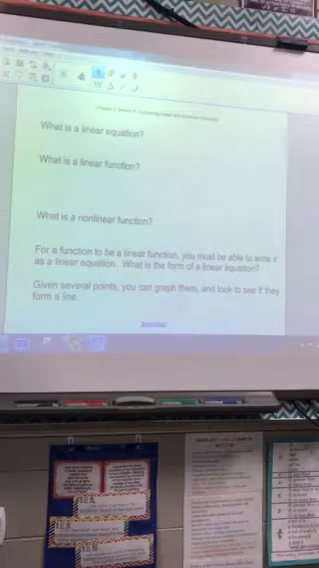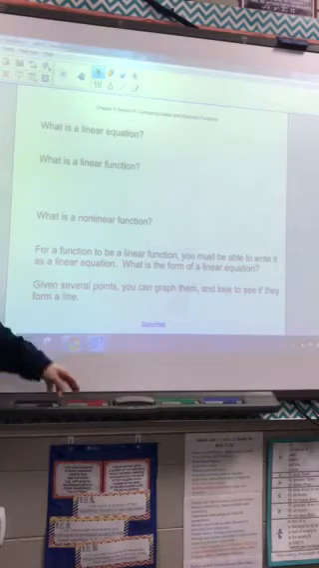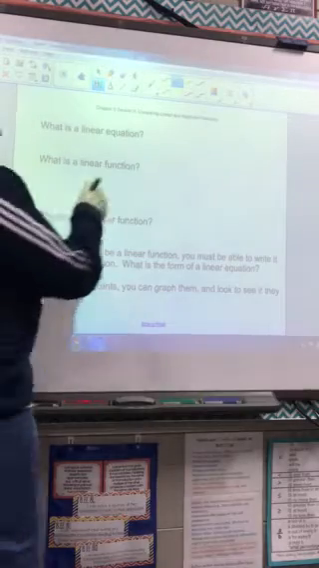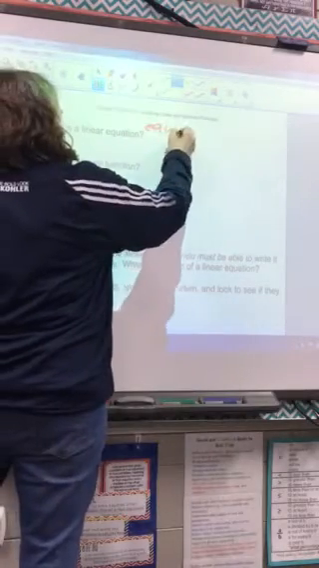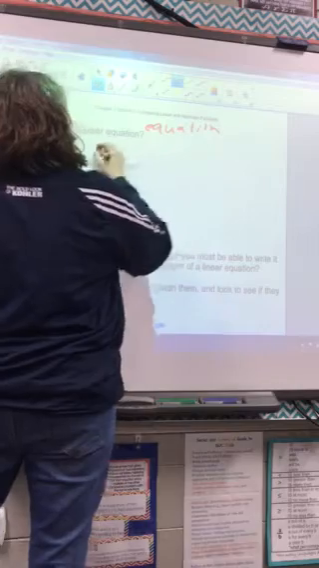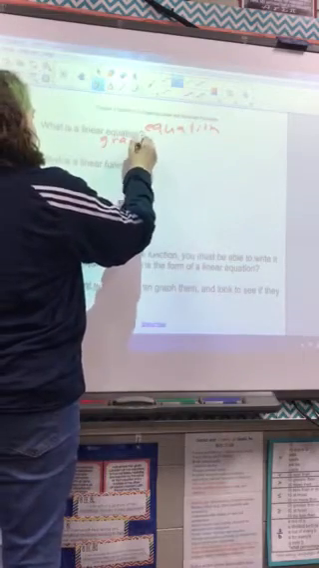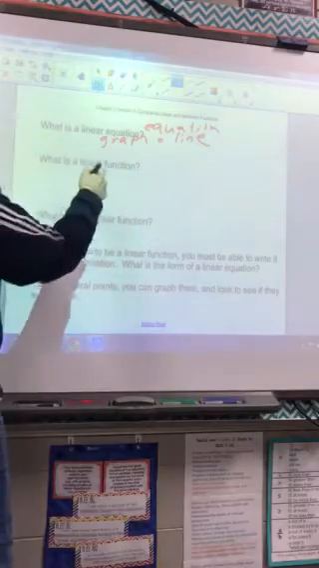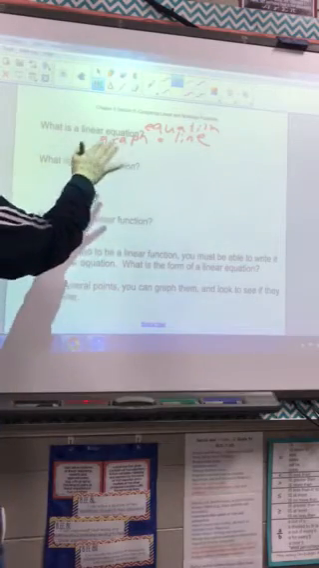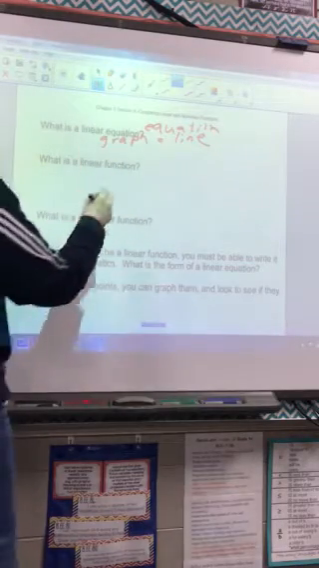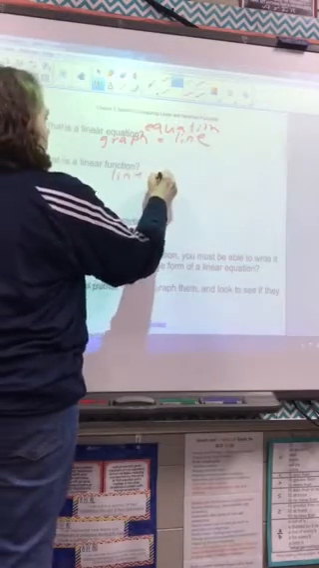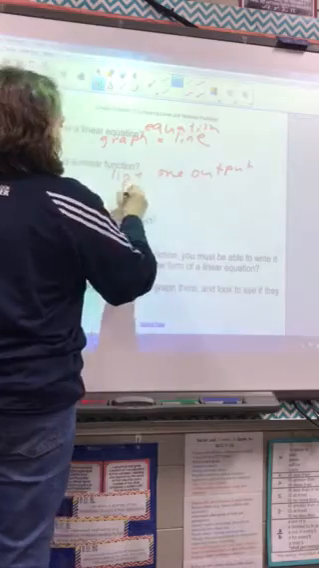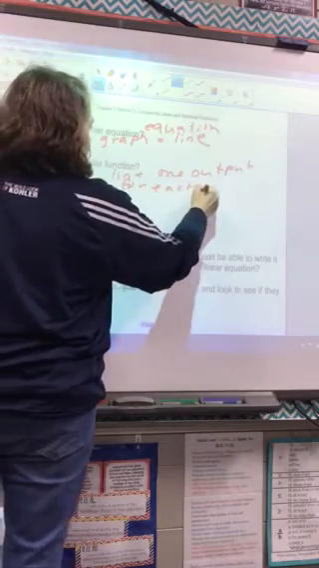All right, so just a little bit of a review. What is a linear equation? Well, it's an equation that's linear. It's an equation that when you graph it, it is a line. A linear function is an equation that when you graph it, it is a line with one output for each input.